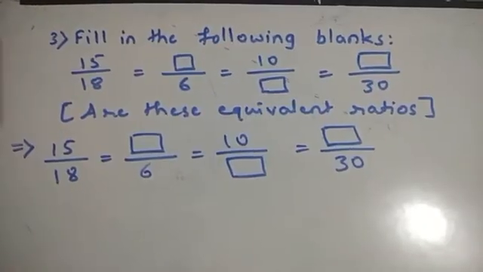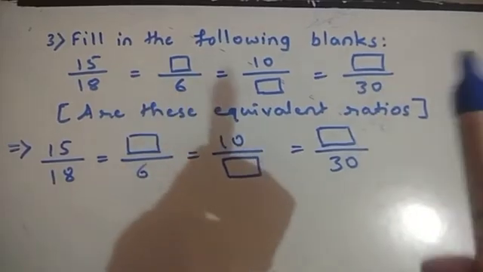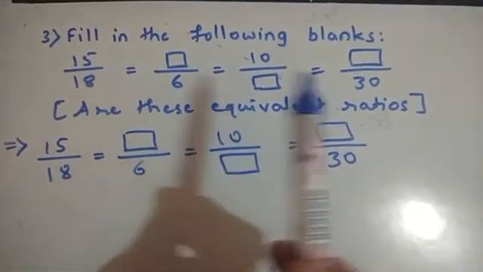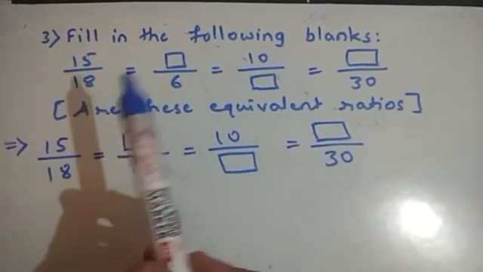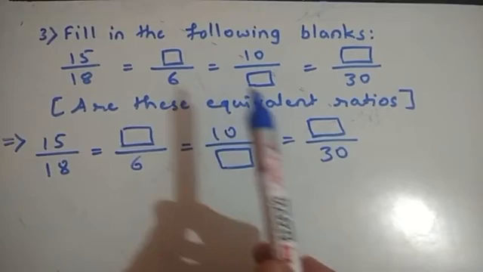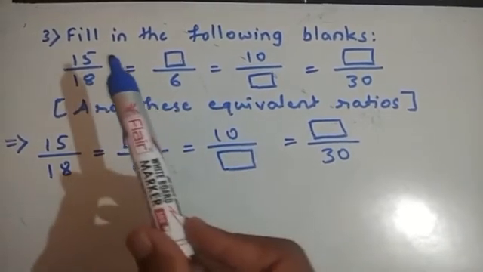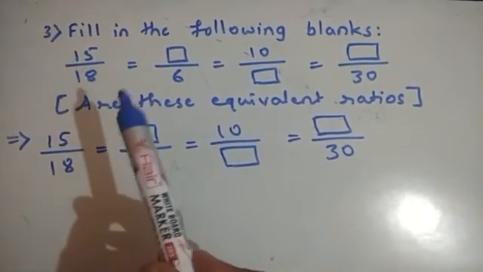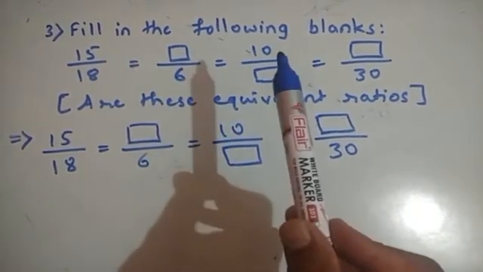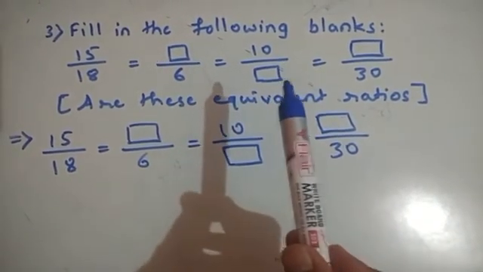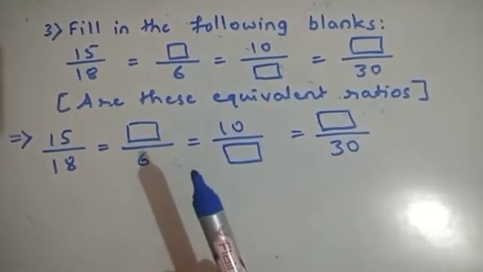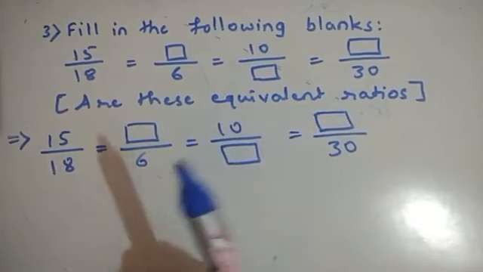See one more question here. Fill in the following blanks. Here some fractions are given and in between them an equal to sign is given. It means that all fractions must be equal. Whether they are equal or not, we are going to check here. The first fraction is given, 15 upon 18, and the next has the numerator missing and the denominator given. One more fraction has the numerator given and the denominator missing. And one more fraction has the numerator missing, denominator we have. We also have to check whether they are equivalent ratios or not.